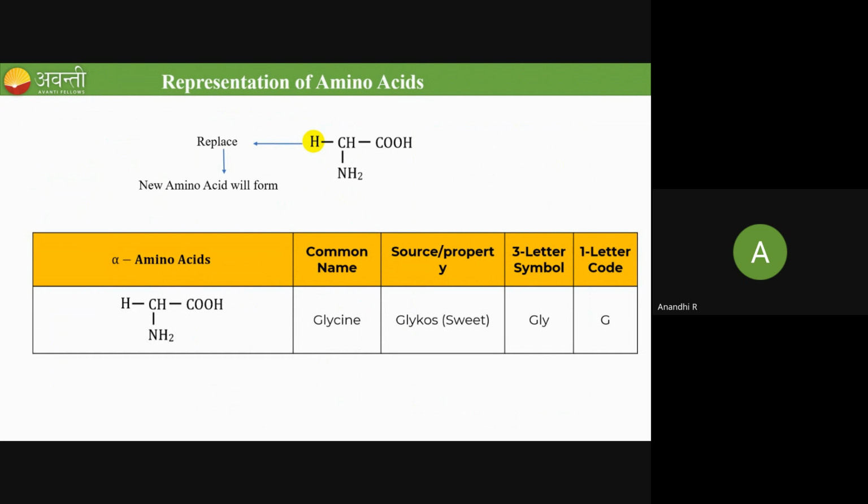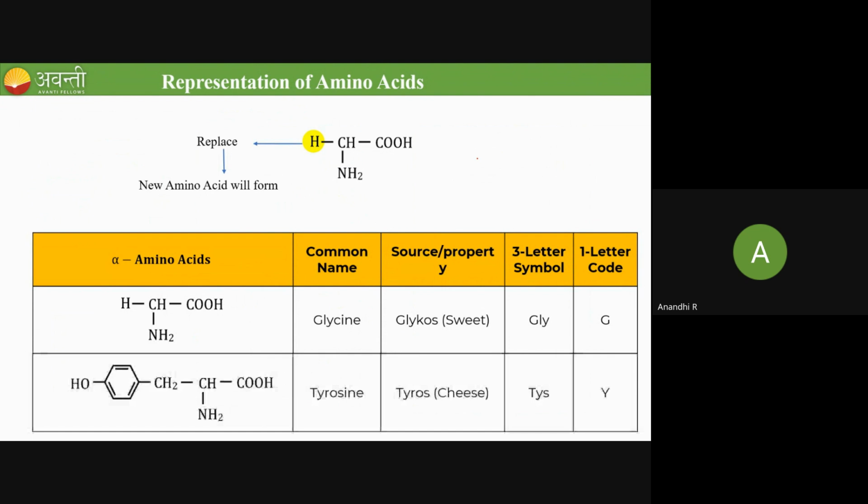And the first three letters we are using for the symbol, and the first letter is the code. Okay. And if that hydrogen is replaced by this particular aromatic system, it is called tyrosine. Like this, we can have a different number of amino acids.